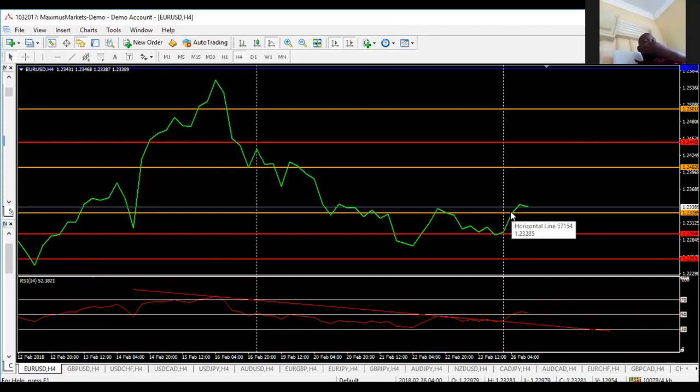Once a resistance is broken, that resistance becomes a support. Once a support is broken, that support becomes a resistance. Please note this. It's very important. Now look at it. This point is broken.